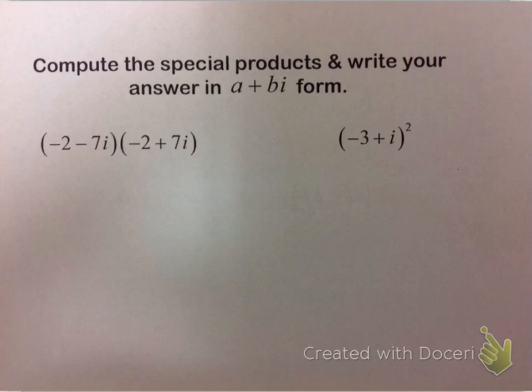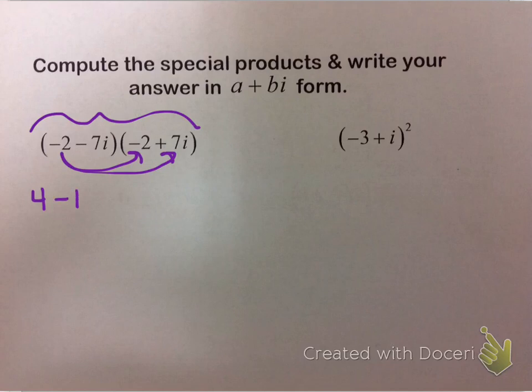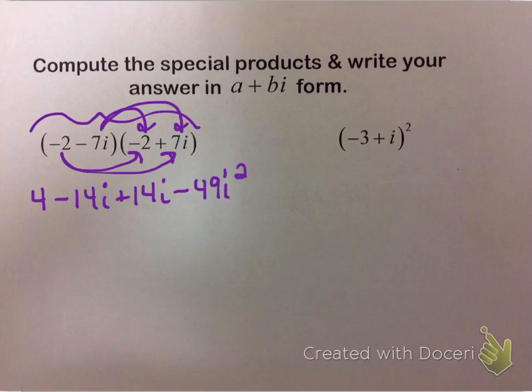Okay, so this one right here, you can compute the special products using that reference that listed those special patterns, but I think in some problems it's just faster to go ahead and multiply it out. So we're going to go ahead and FOIL these two conjugates together. So the first terms should give you 4. The outer terms give you minus 14i. The inner terms give you plus 14i. And the last terms give you minus 49i squared.